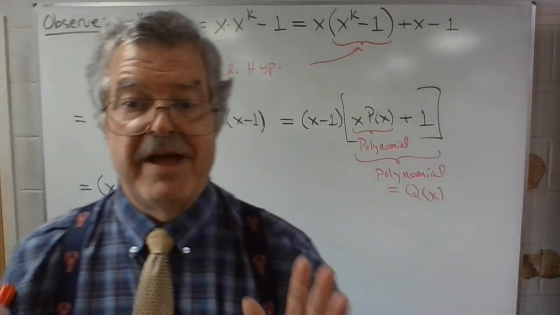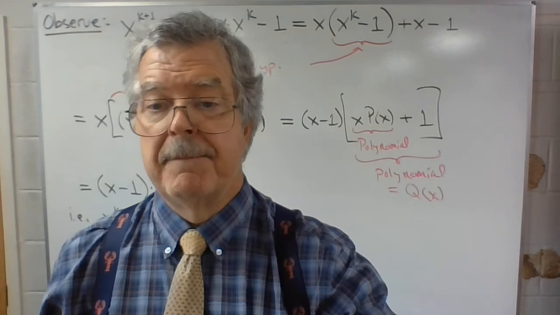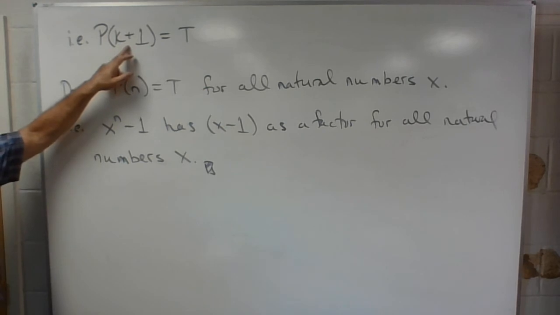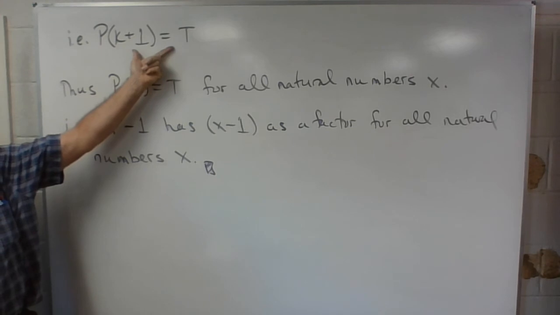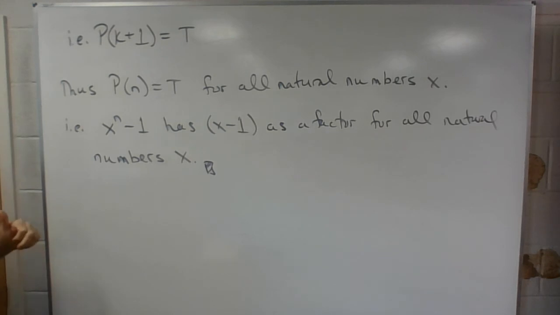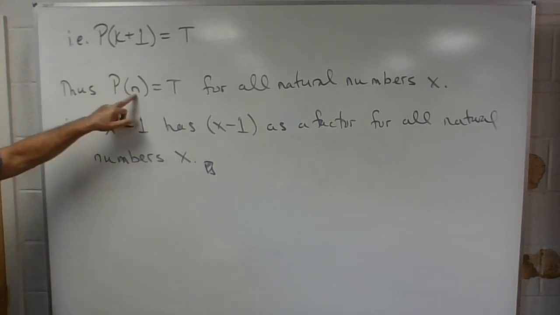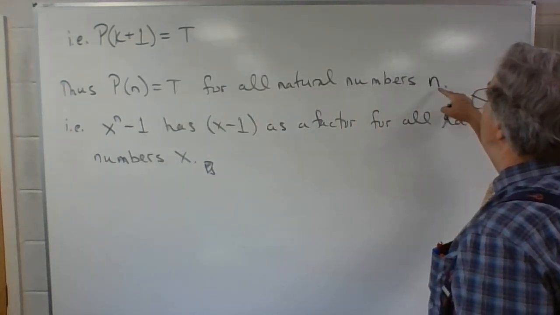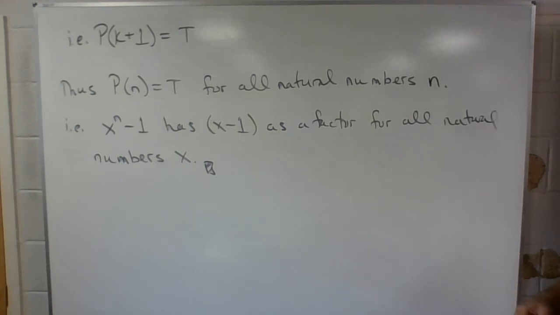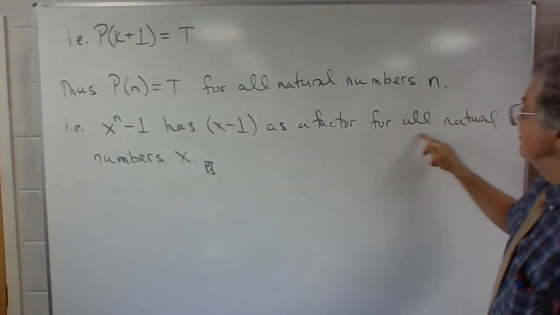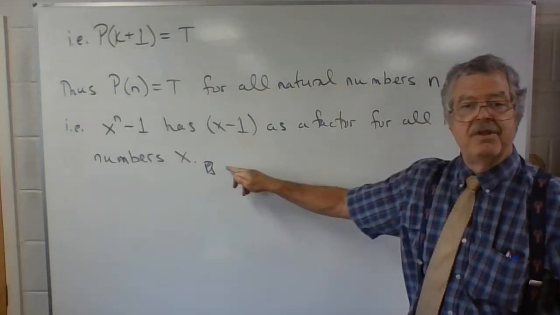Now let me conclude. I've actually shown everything that I've had to show. Now we tie up everything nicely. We assumed the proposition was true for n equal k, and we used that to show that the proposition is true for n equal k + 1. So we conclude our proposition is true for all natural numbers n. That is, x^n - 1 has x - 1 as a factor for all natural numbers n.